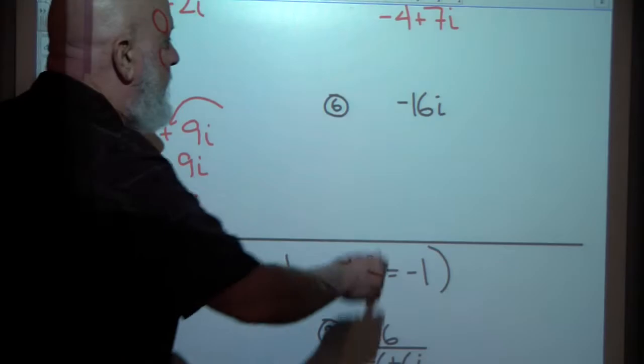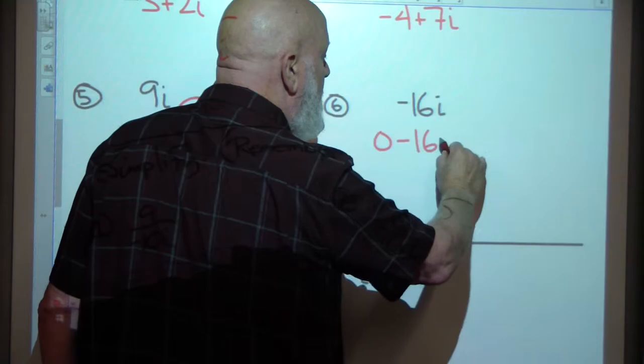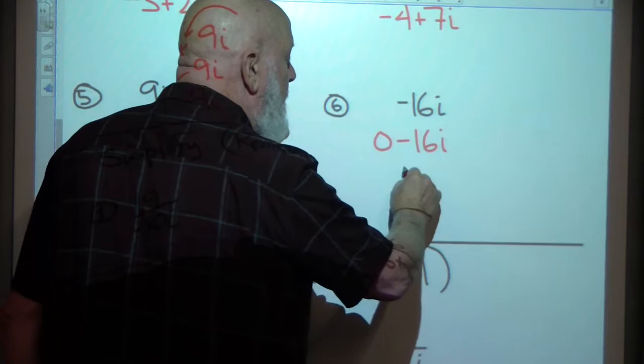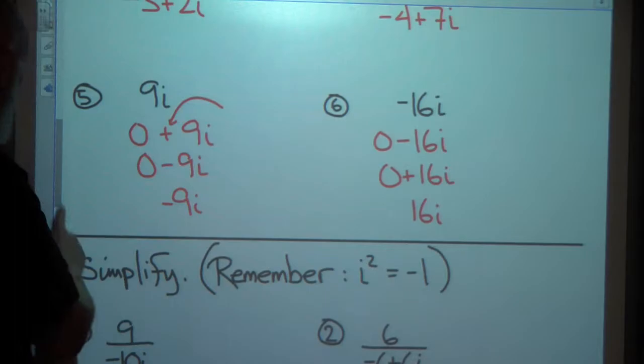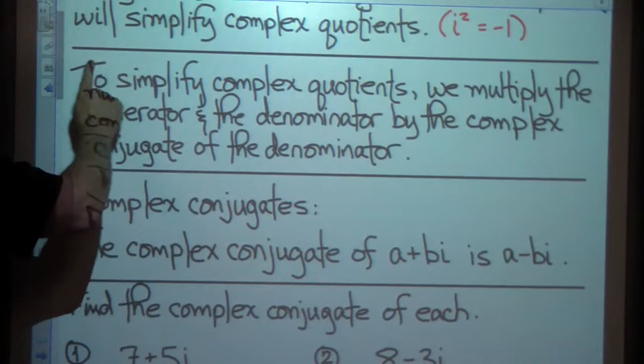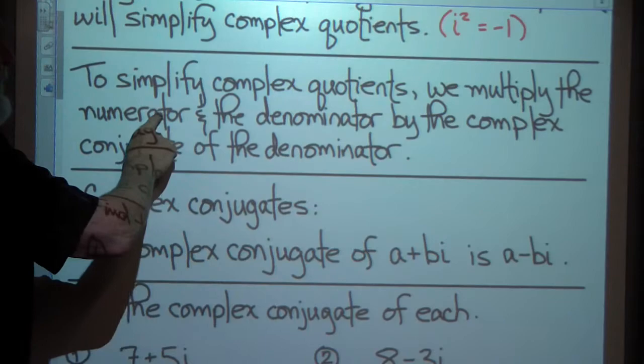And similarly, we can think of this as 0 minus 16i. And then to find the complex conjugate, we'll change this sign, which would be 0 plus 16i. Which would just make that 16i. Okay? And that's how we find complex conjugates. We're going to simplify complex quotients, that's one complex over another complex, by multiplying the numerator and denominator by the complex conjugate of the denominator.